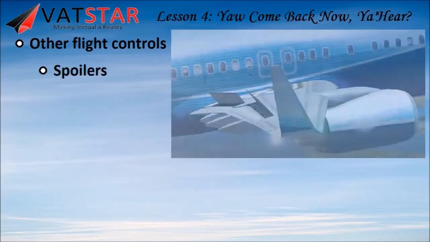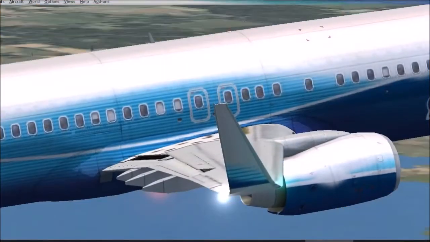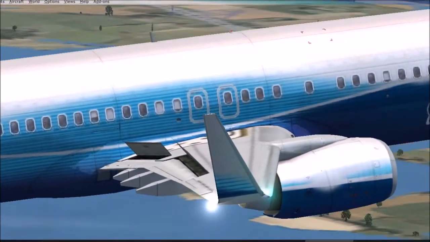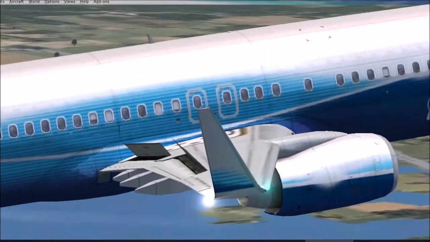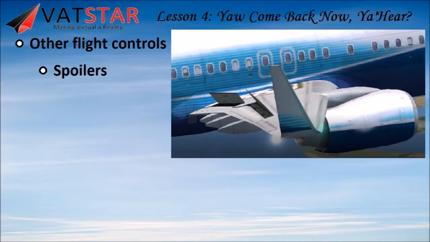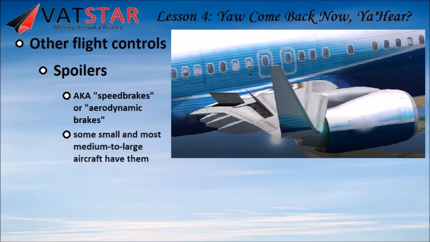Next, spoilers. These are panels that the pilot can extend upward into the airflow. Here's how they look in action. On most aircraft, they can be partially or fully deployed in the air or on the ground. They're also known as speed brakes or sometimes aerodynamic brakes or even simply air brakes. And most medium to large size aircraft have them, and even a few smaller ones do.